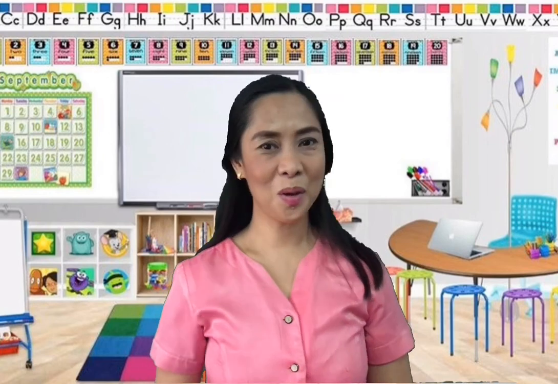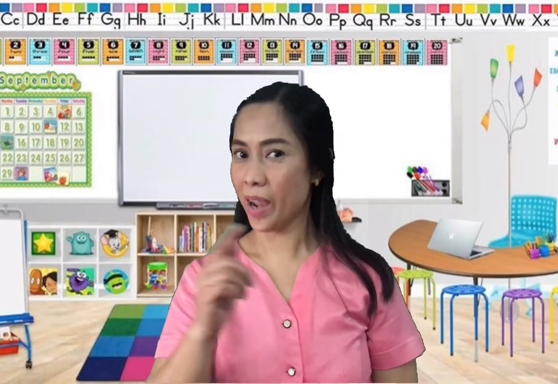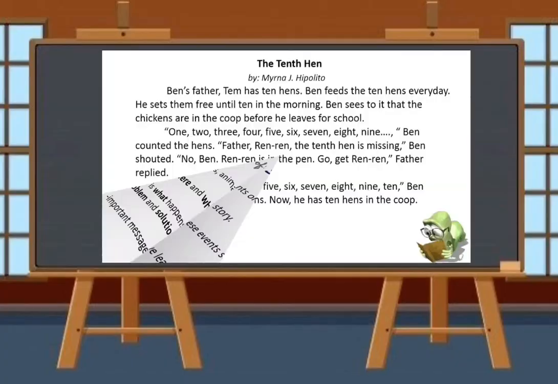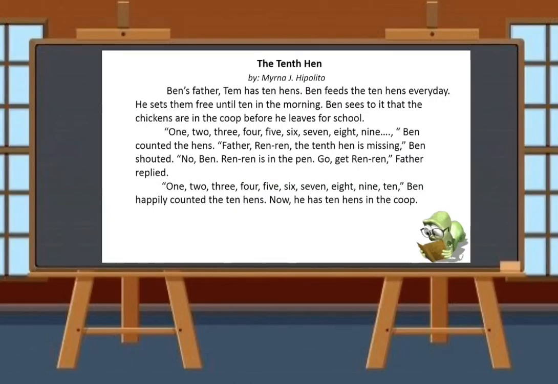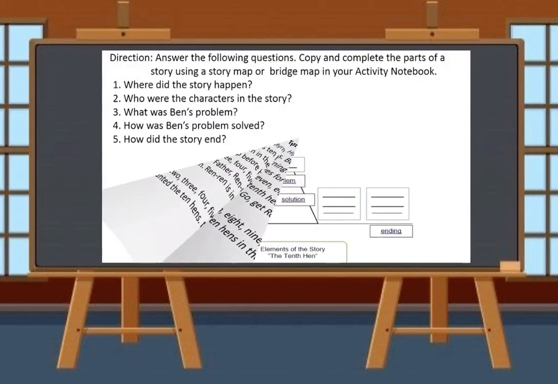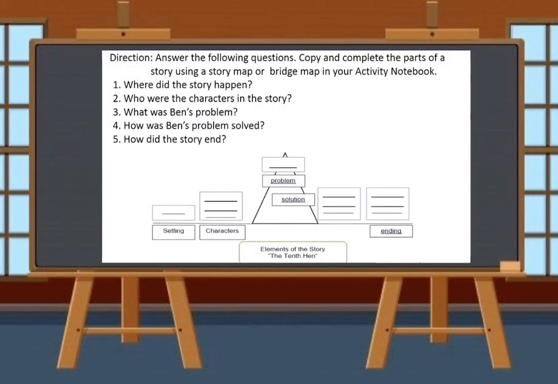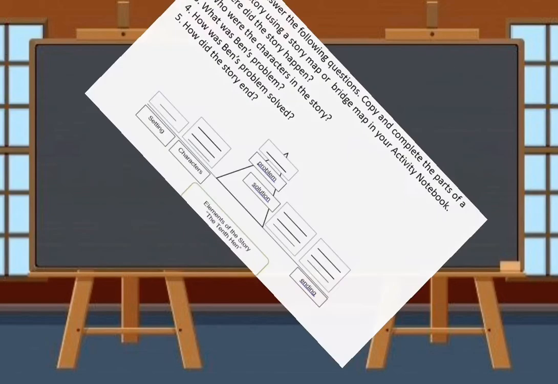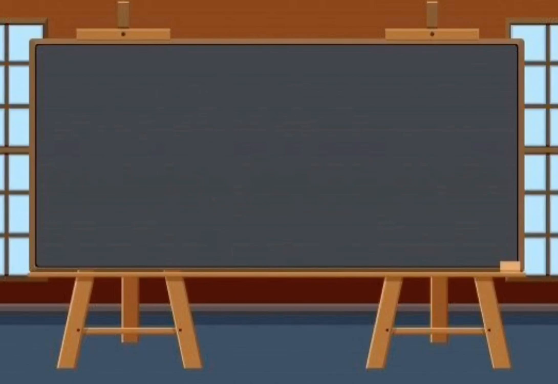Were you able to note that? Try your skills in our activity. Read the story of The 10th Hen by Myrna J. Hippolito and apply what we have discussed today. After reading the story, you will answer the questions I have provided. Copy and complete the parts of a story using a story map or bridge map in your activity notebook.